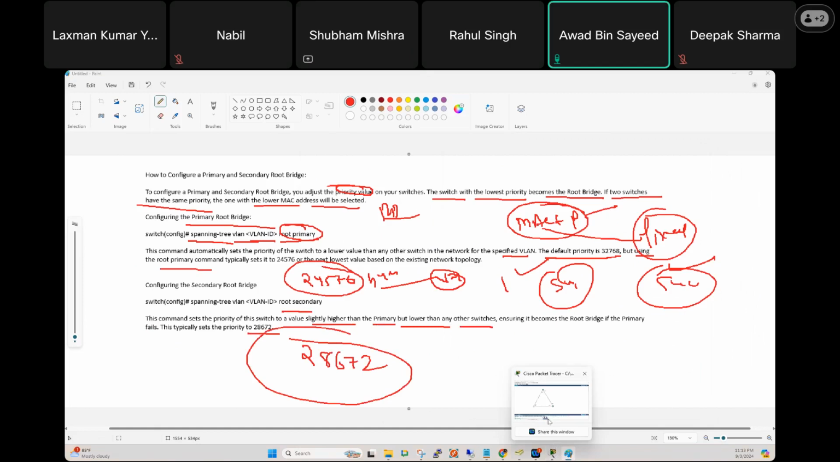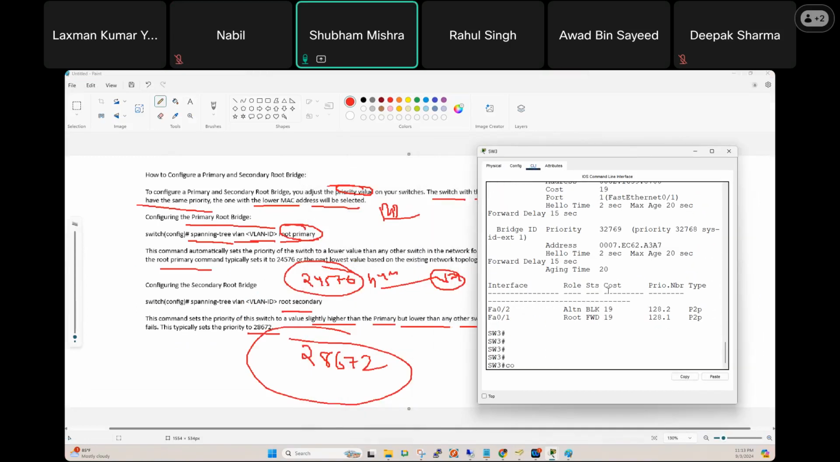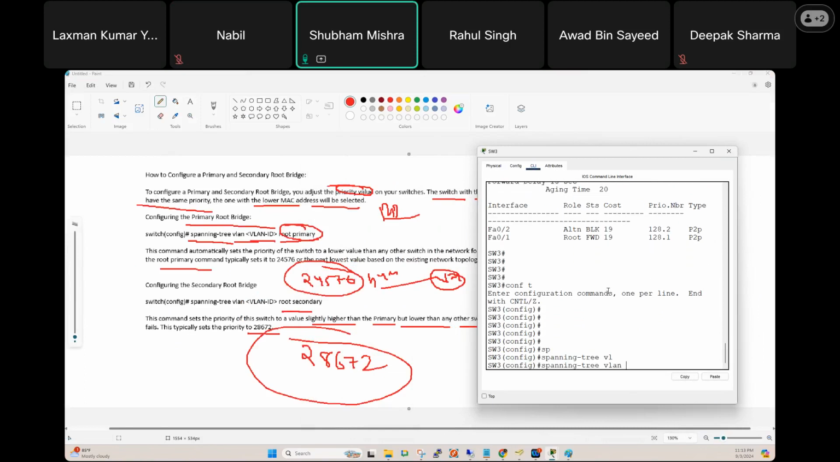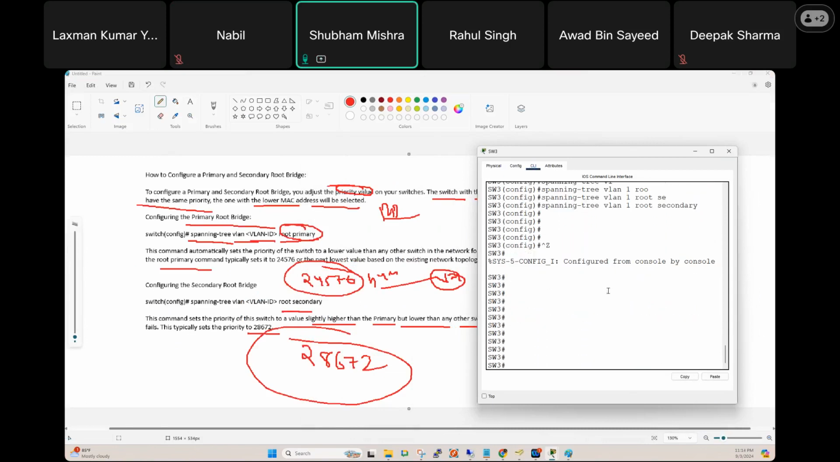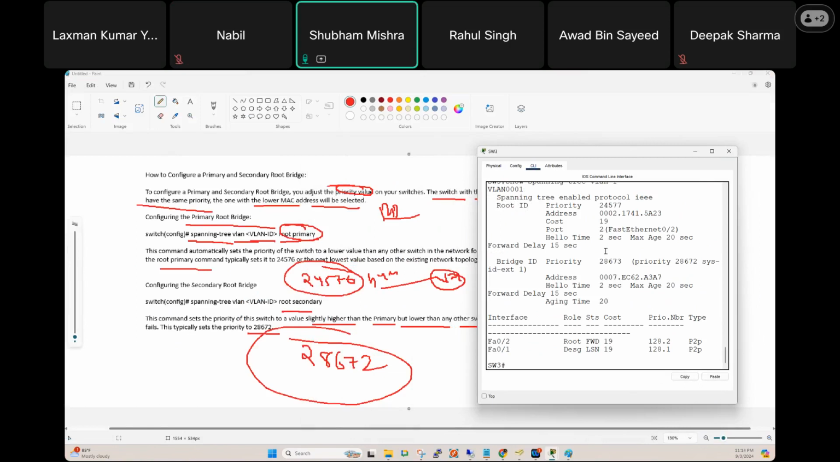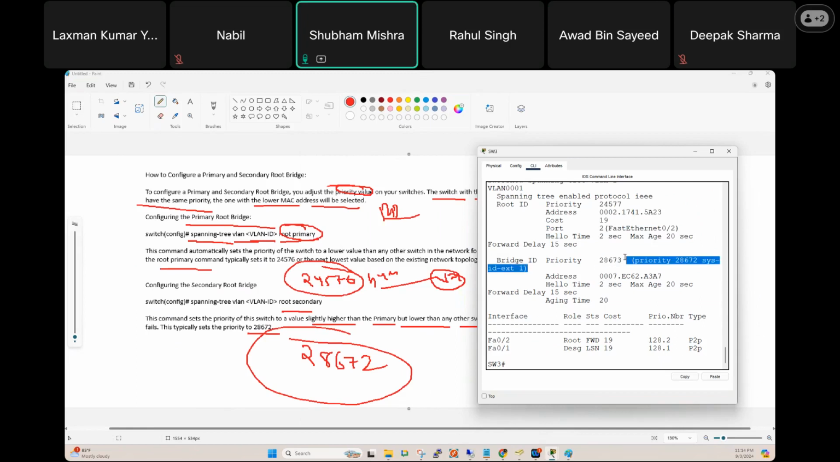For example, on switch number 3, I write conf t, spanning-tree VLAN 1 root secondary. Now I check spanning-tree VLAN 1. What is the priority? It should be 28672, plus 1 for the VLAN ID, so 28673. Again, this is a bug in Packet Tracer; the root bridge ID shows the other value. It's fine.